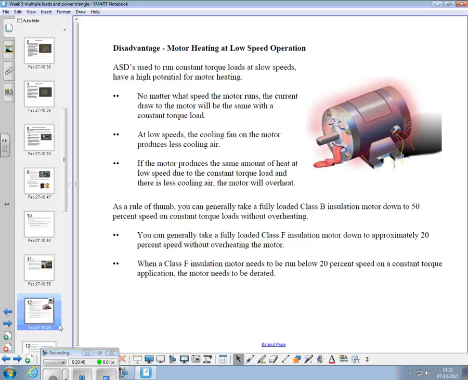No matter what speed the motor runs, the current drawn by the motor will be the same with a constant torque load. At low speeds, the cooling fan produces less air and therefore it's going to overheat. So what you need to do is be a bit careful about what class of motor and what class of insulation your motor's got, to prevent it from burning out if you're going to be running at low speeds for a significant length of time, is what most of that slide is saying.